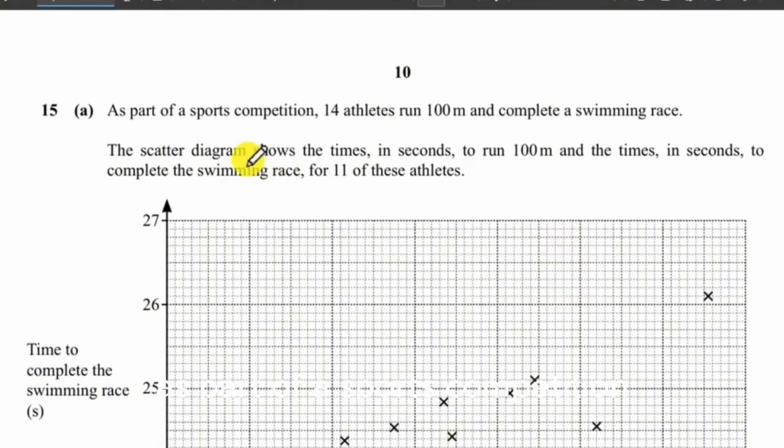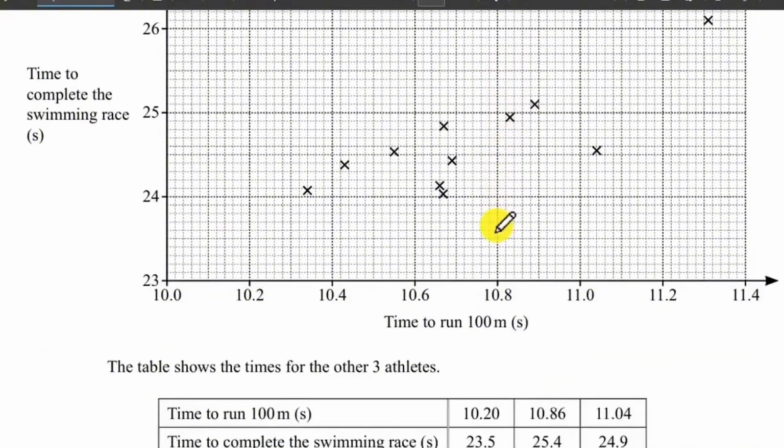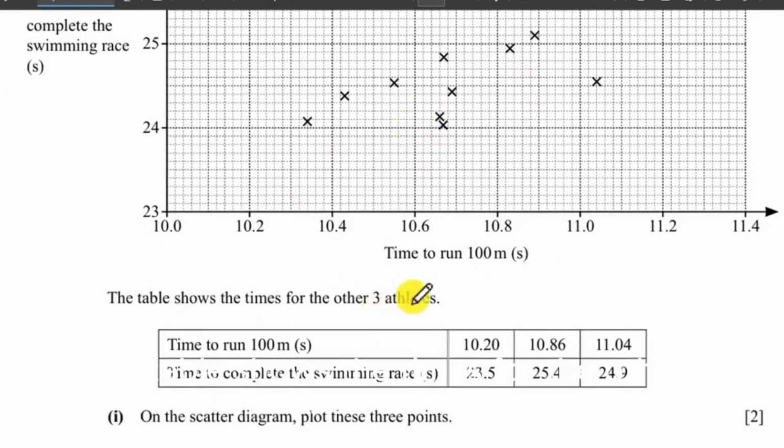As part of a sports competition, 14 athletes run 100 meters and complete a swimming race. The scatter diagram shows the times in seconds to run 100 meters and the times in seconds to complete the swimming race for 11 of these athletes. So we are given the time to complete the swimming race and the time to run 100 meters. So this is a scatter graph. The table shows the times for the other 3 athletes. So these are their times for swimming and running. On the scatter diagram, plot these 3 points for 2 marks.